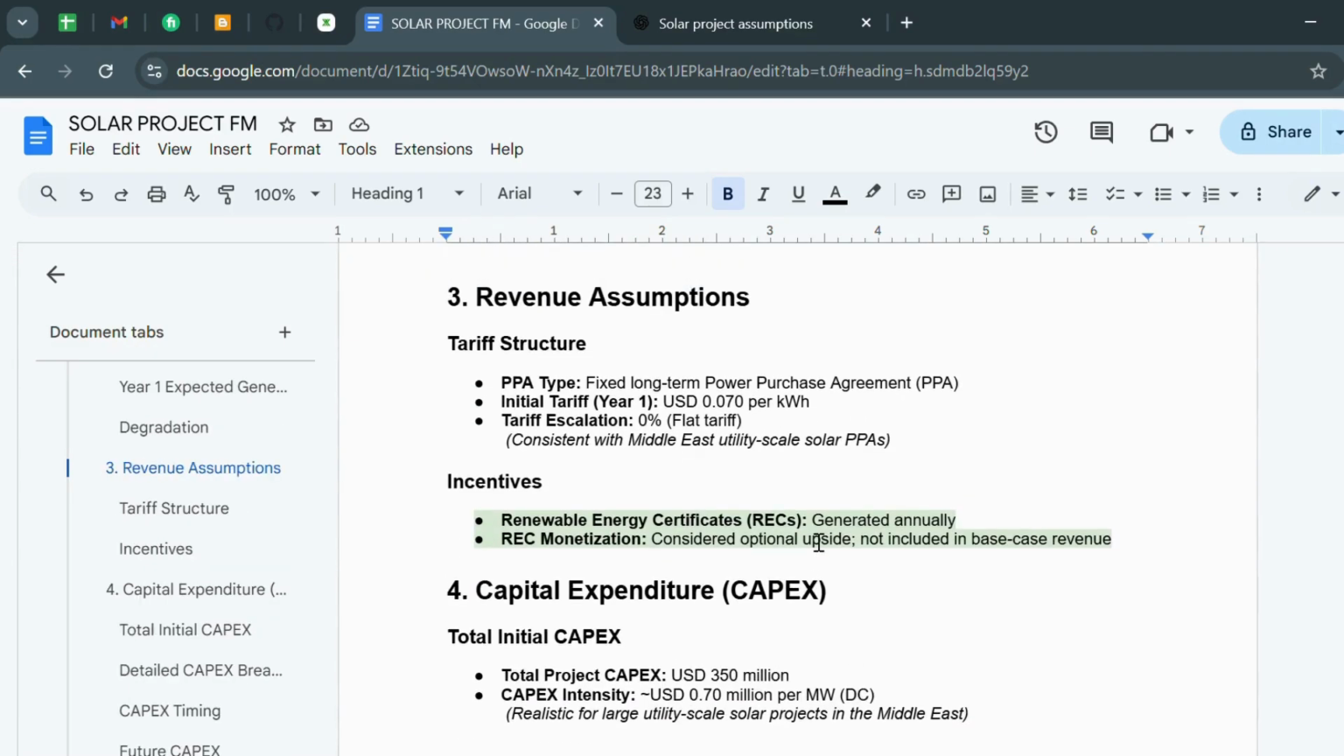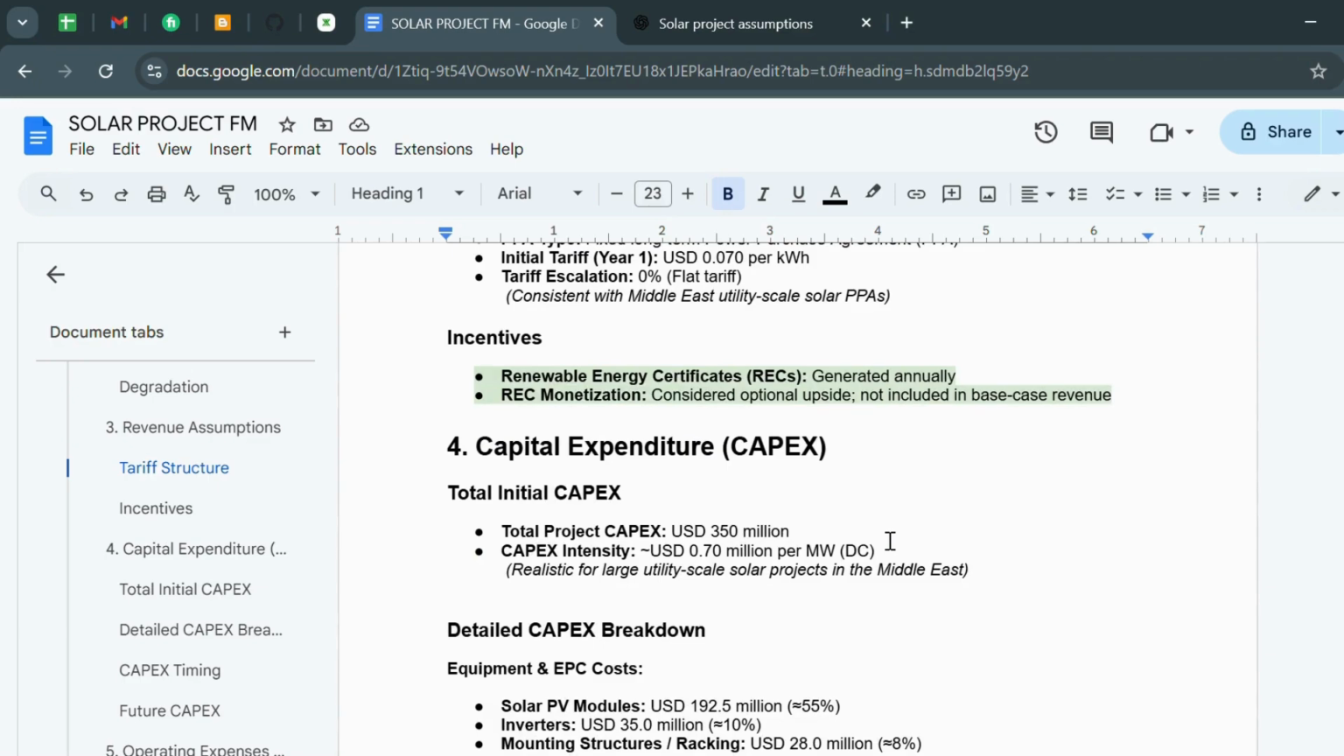Revenue assumption: it is a fixed long-term power purchase agreement, no merchant risk kept in this financial model. It is just a fixed long-term PPA. Tariff is 0.070 USD. Tariff escalation is 0%, because I take it as a fixed long-term power purchase agreement and we are changing nothing in it.